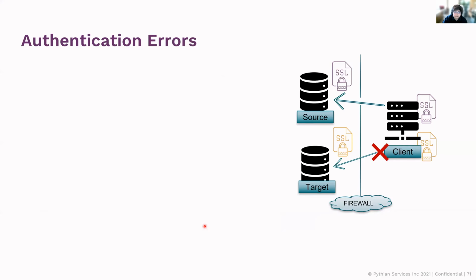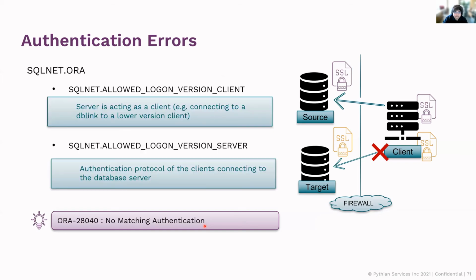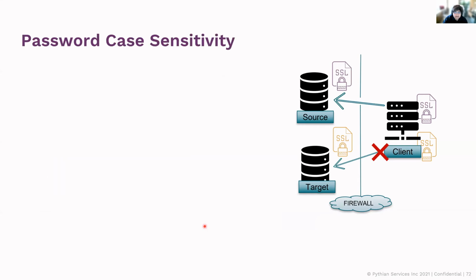Another thing that can happen is no matching authentication. I mean, this is again dependent on your client version. You can run into no matching authentication. So to get around this, you usually set these parameters to a lower version. These are your logon version and client version in your sqlnet.ora. What this does is that it has a side effect. This has a side effect on password case sensitivity.